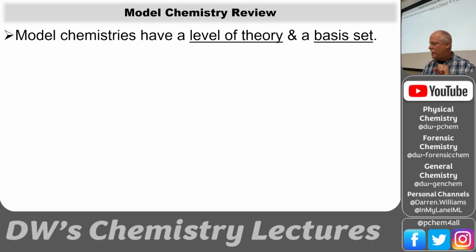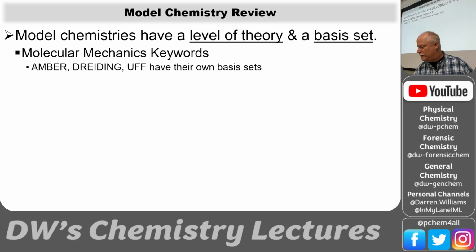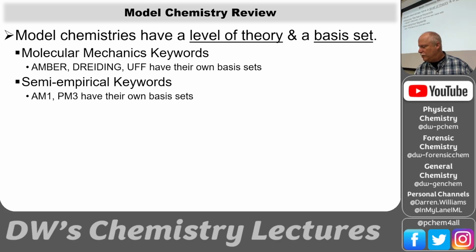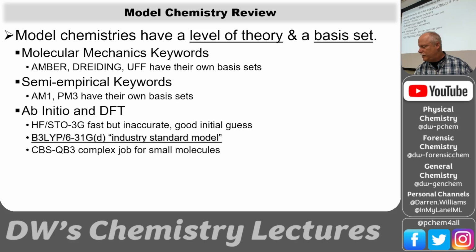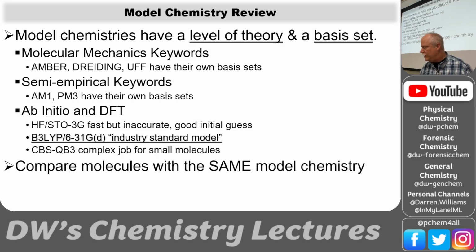So these model chemistries have the level of theory and basis set. We just finished talking about both of those. So these are the different molecular mechanics keywords like UFF, AM1, and so on for semi-empirical. Ab initio and DFT have these pairs, and this is the one that we're using right here, B3LYP/6-31G(d). So now you know a little bit more. This first part is the level of theory. This second part is the basis set, the freedom of the electrons. Okay.